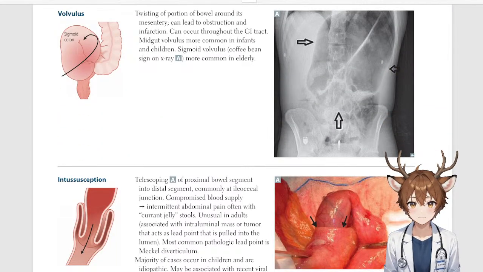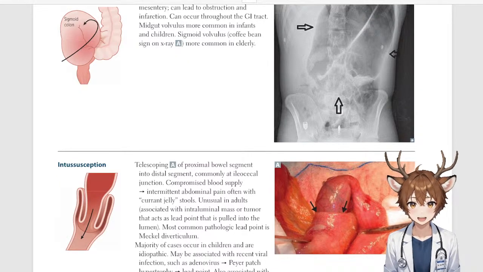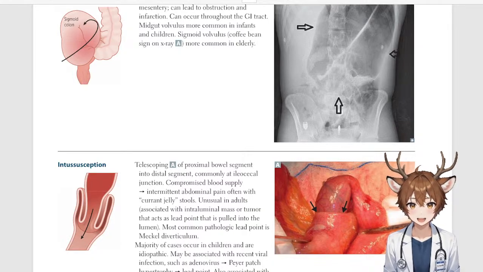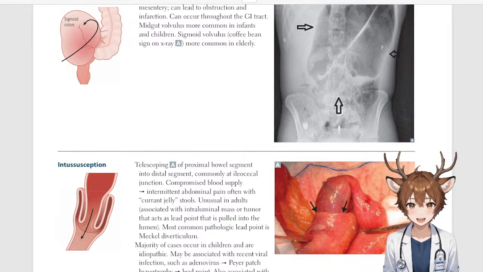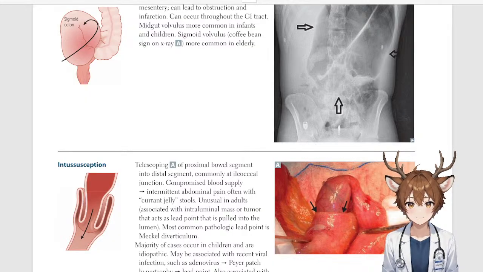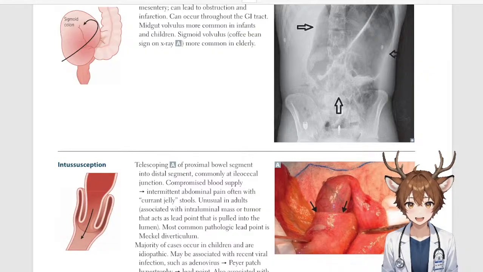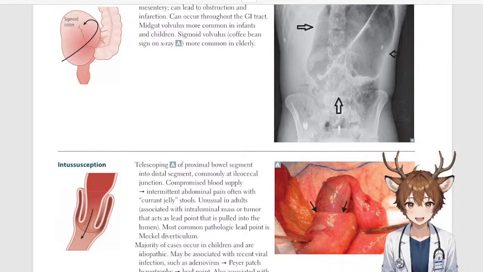Intussusception. Intussusception is the telescoping of a proximal bowel segment into a distal segment, most commonly at the ileocecal junction, typically seen in infants, usually idiopathic in children, less frequently due to an identifiable lead point. The idiopathic form is associated with recent viral infections, for example adenovirus. Rotavirus vaccine leading to Peyer patch hypertrophy may act as a lead point. Common lead points include, in children, Meckel diverticulum, small bowel wall hematoma, and IgA vasculitis, and for adults, an intraluminal mass or tumor.